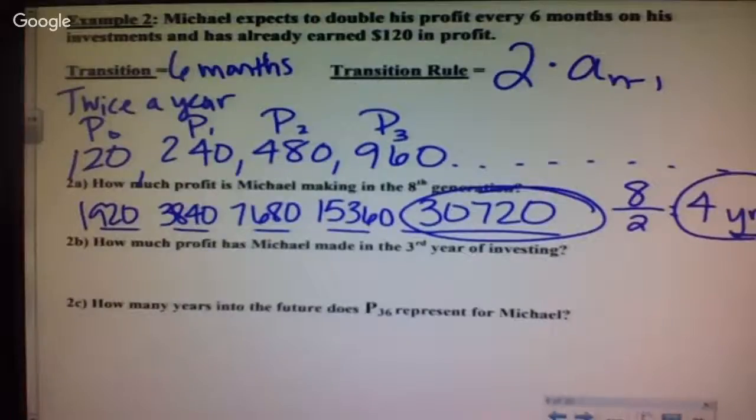So the next one should be about 61,000. After 4.5 years, he'd have that. At 5 years he is making buku.